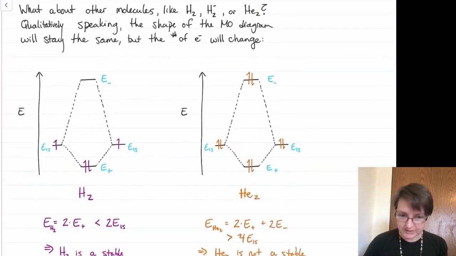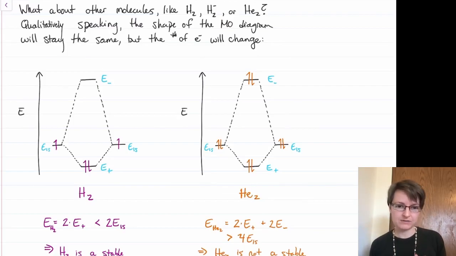And the last thing I want to leave us with for today's lecture is, what about other molecules? How are our MO diagrams going to change when we start talking about H2, or the hypothetical unicorn, the helium diatomic molecule? Well, qualitatively speaking, the shape of the MO diagram, the arrangement of the different energy levels, doesn't change, but the number of electrons does. And so what I've shown on these diagrams, I haven't shown pictures of the wave functions, but I have shown the various energy levels in my diagram.